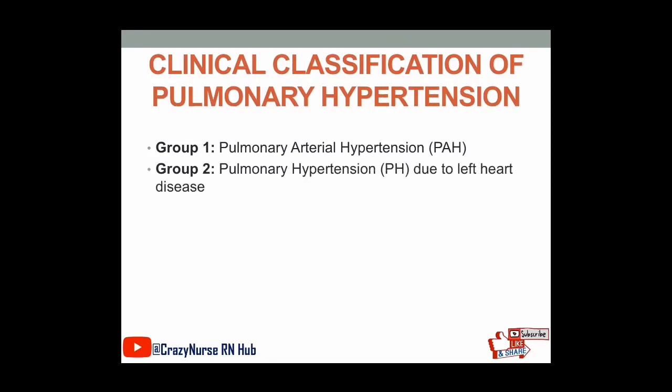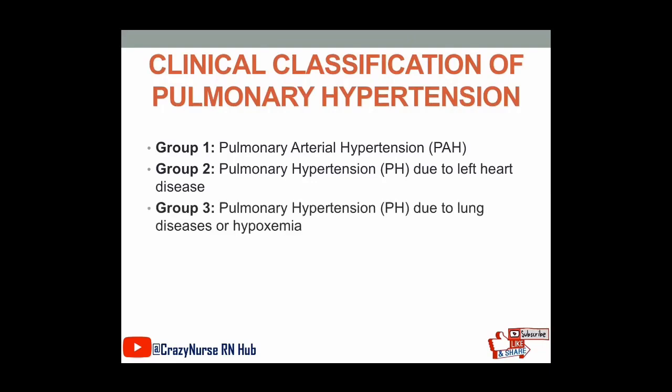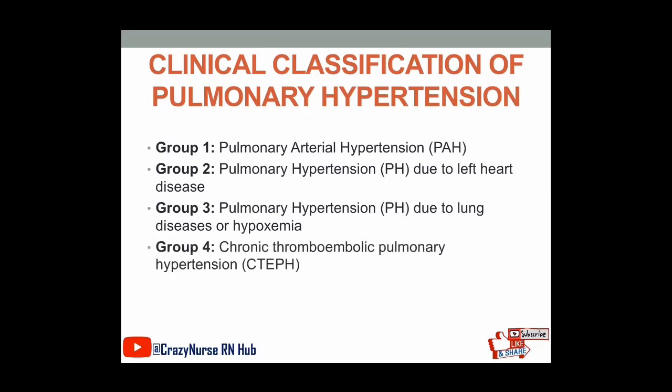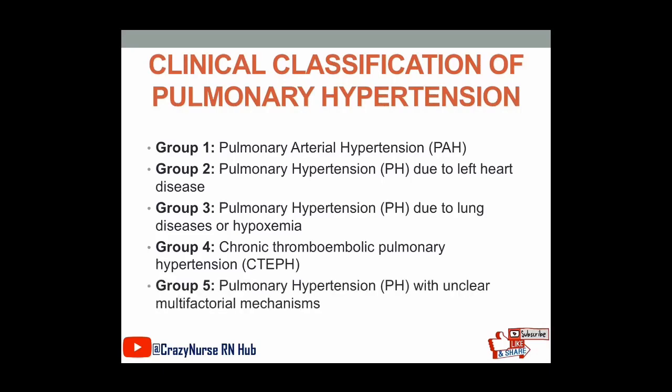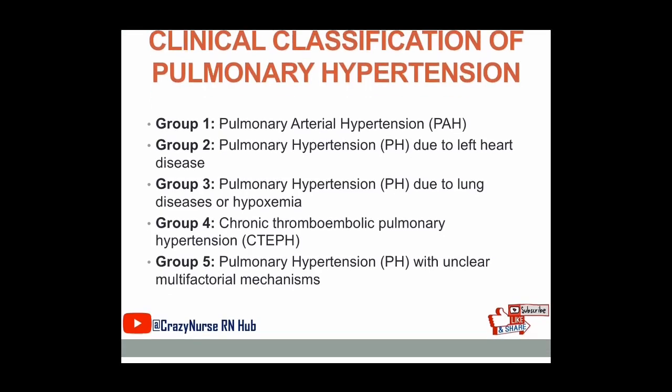We also have Group 2, pulmonary hypertension due to left heart disease. Group 3, we have pulmonary hypertension due to lung diseases or hypoxemia. Group 4, we have chronic thromboembolic pulmonary hypertension. And lastly, Group 5, pulmonary hypertension with unclear multifactorial mechanisms.